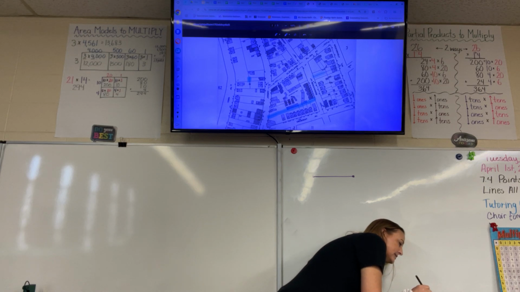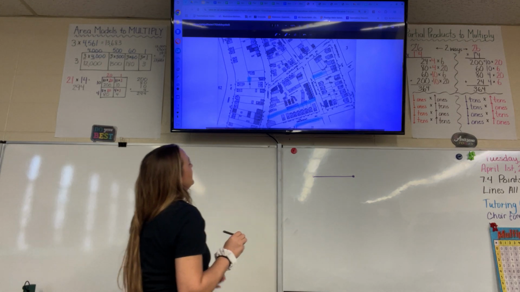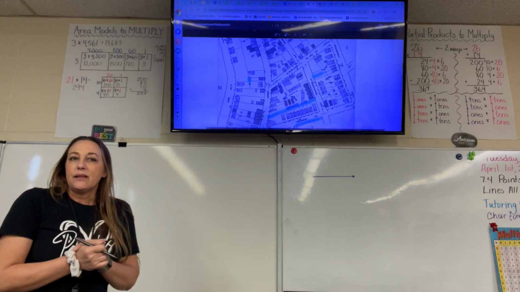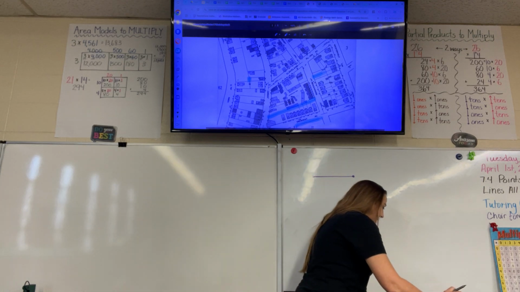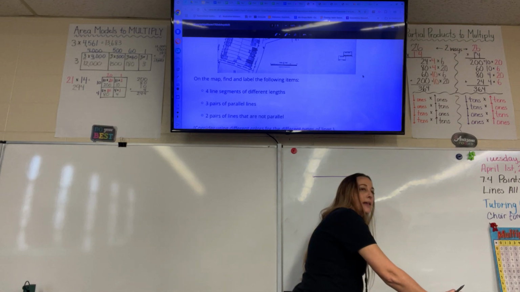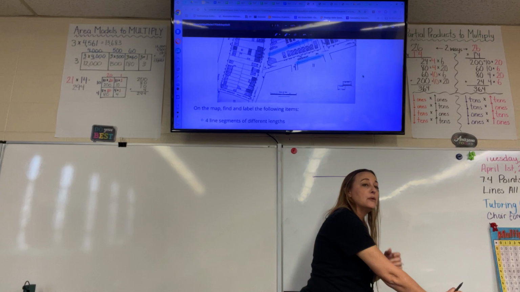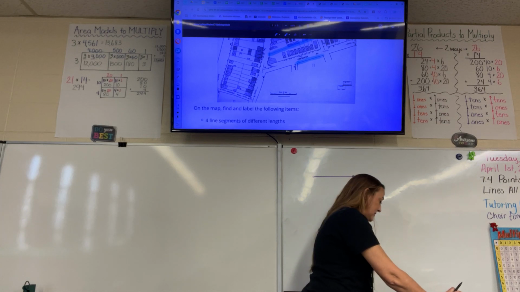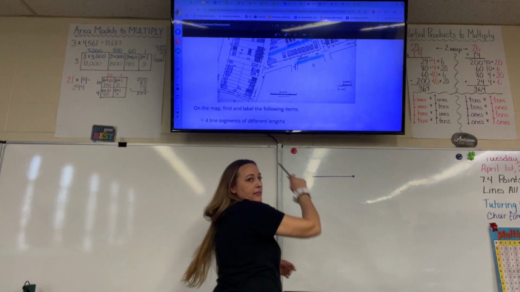Here's another line segment. And then here is another line segment. So now I have 4 different line segments that are different lengths. Okay, so make sure you've got 4 of them. And then we're going to go to the next thing. Do they all have to be different lengths? They need to all be the same color. What? Different lengths. Yes, that's what it says. 4 line segments of different lengths.